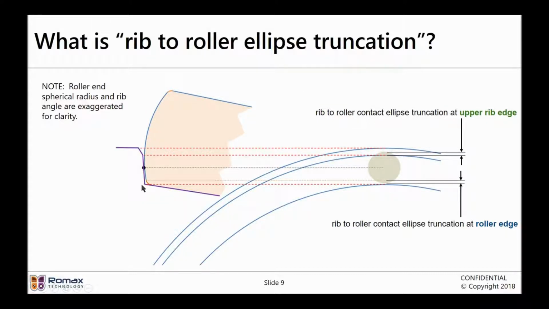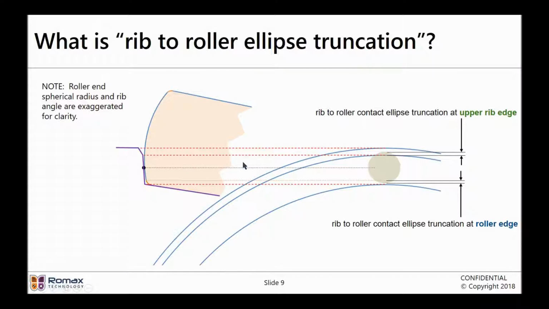So what is rib to roller ellipse truncation? I have a roller with a spherical end. So it's a spherical radius all the way around. It actually would look like it were cut out of a ball. This is completely spherical, and it's making contact with the rib. The rib's at a bit of an angle. This is the point of contact. Due to the load that's applied, it creates this ellipse.